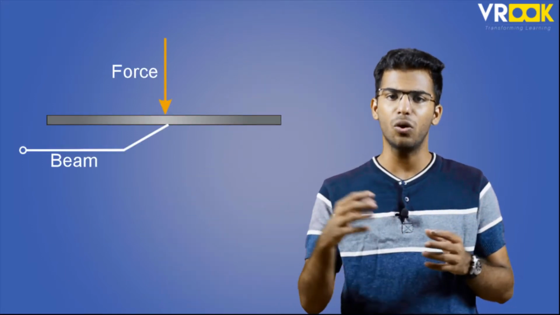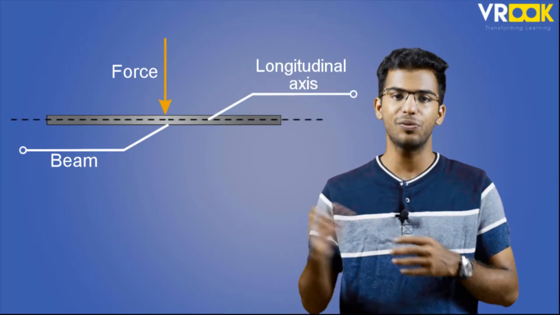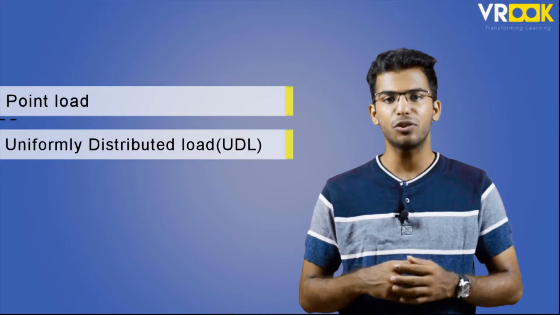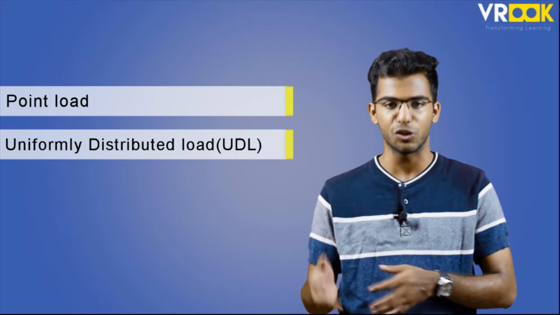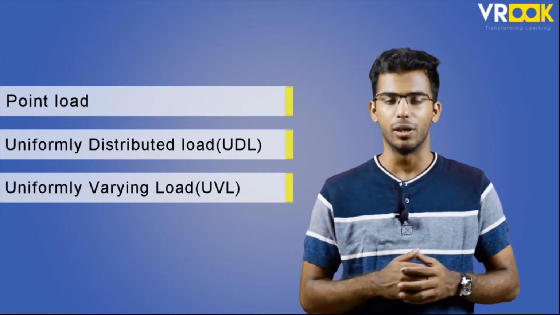In this video, let us learn about the types of loads. The beams are used to resist the loads acting on them which are perpendicular to their longitudinal axis, as we see here. Based on this, we have three types of loads: point load, uniformly distributed load, or we call it as UDL, and uniformly varying load or UVL.